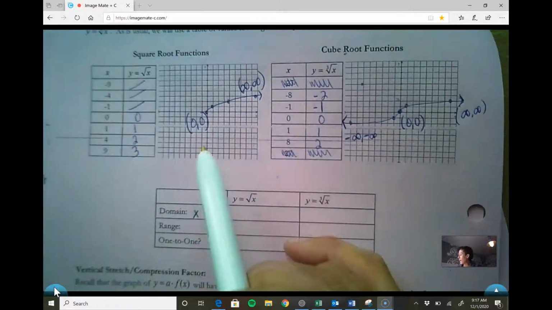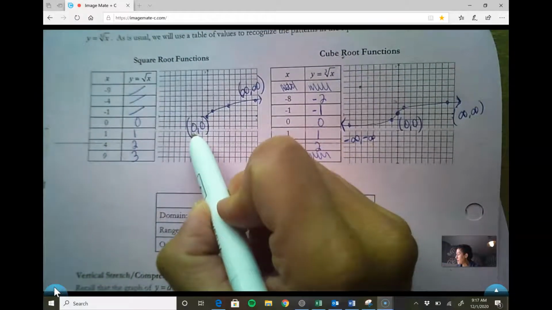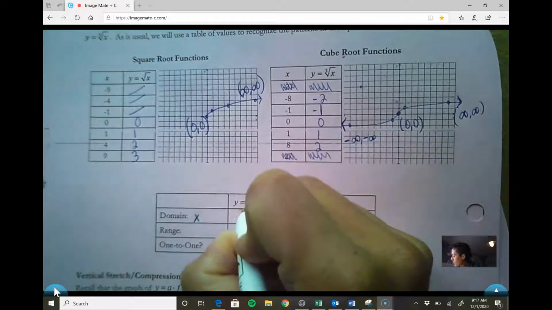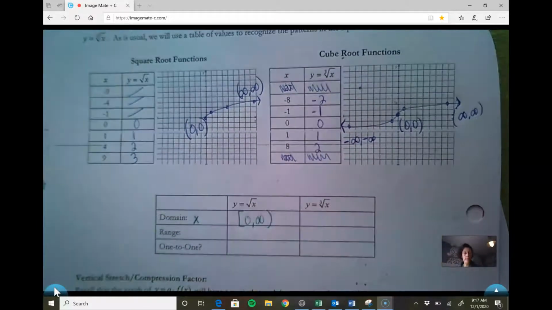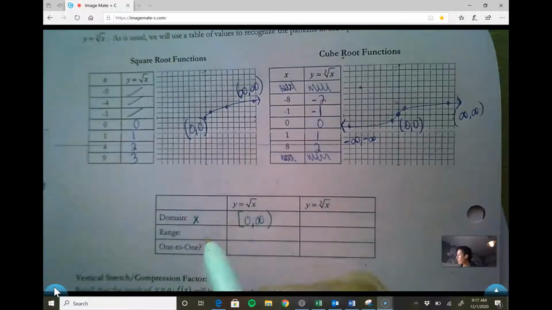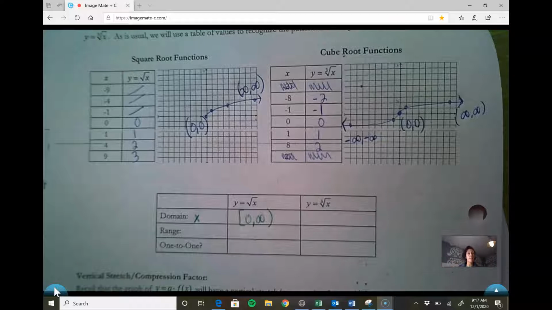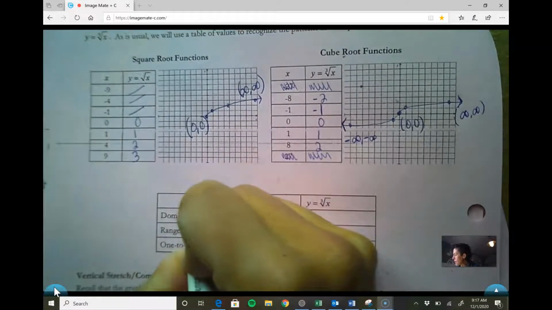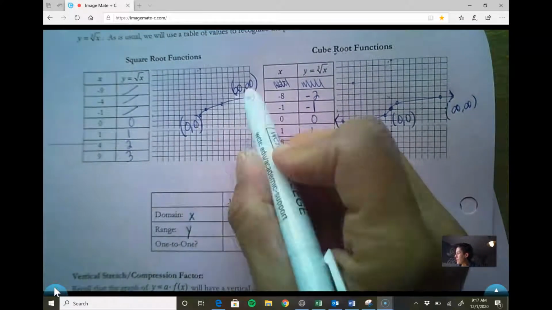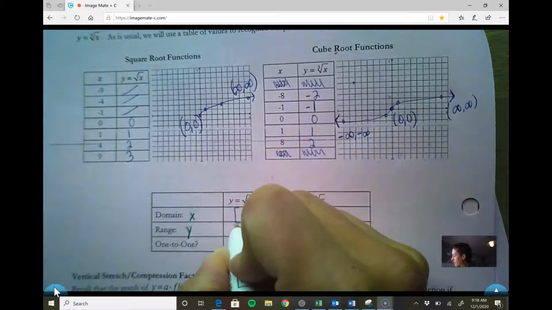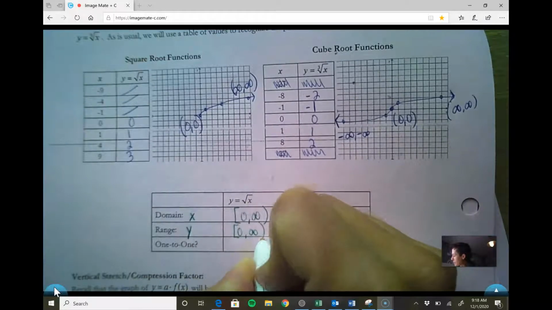So when I look at the parent function, the smallest x is 0, and the biggest x is infinity. I will put a bracket around 0 and parentheses around infinity. Since my domain is limited, that's going to result in my range being limited as well. Remember, range is the smallest y and the biggest y. So my smallest y is 0, biggest y is infinity. It's going to look very similar: bracket, parentheses.